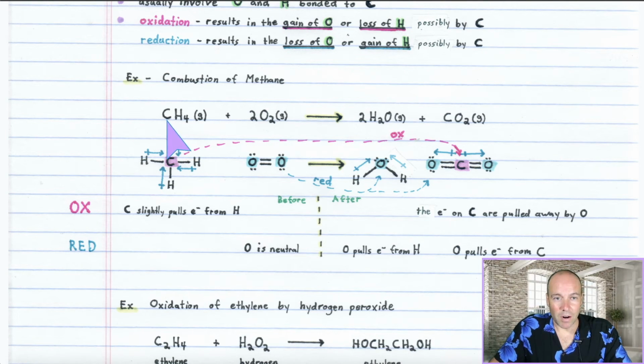Well, yeah, look, carbon starts off with 4 hydrogens attached, but now it ends up with 2 oxygens attached. So the carbon has lost hydrogen and it's gained oxygen. So we say carbon was oxidized. So this carbon is oxidized here. Okay, the carbon's oxidized. Now reduction results in the loss of oxygen or gain of hydrogen.